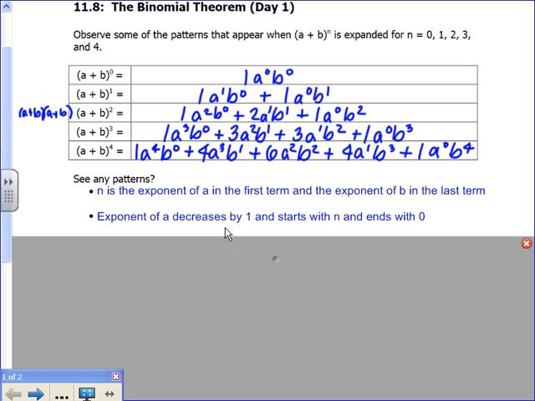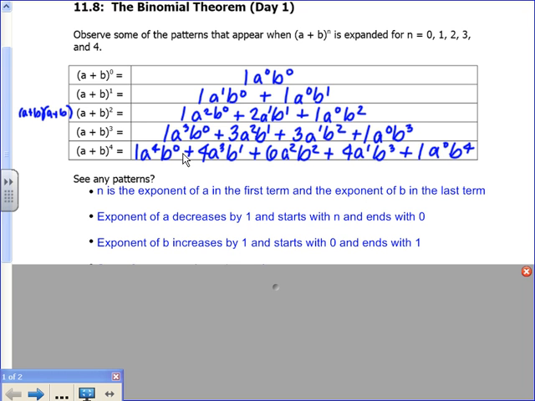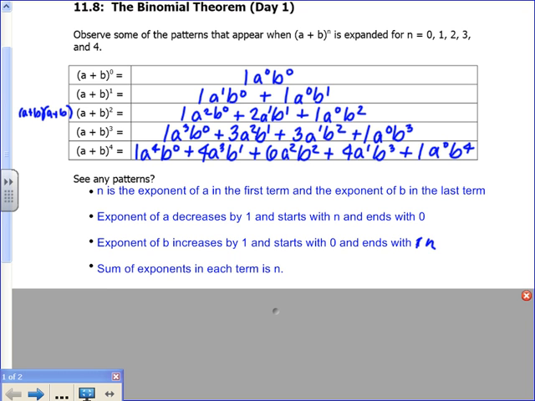Well, the exponent of a decreases by 1. It starts with n and it ends with 0. So on this last one, for example, you can see it really well. 4, 3, 2, 1, 0. And then in the opposite, the exponent of b increases by 1. It starts with 0, and then it ends with n. Oh, starts with 0 and ends with n, this is supposed to say. Cross that out quick. If I'm going too fast for you, remember, just go ahead and pause and write these down. The sum of the exponents in each term is n, which is very interesting.